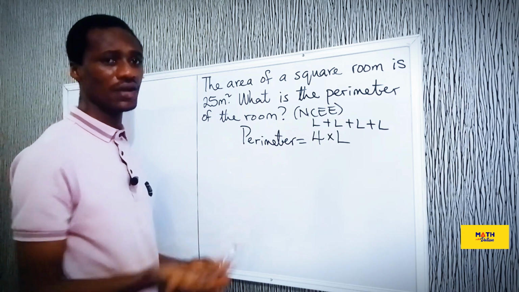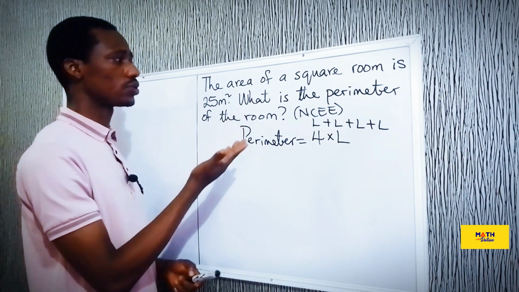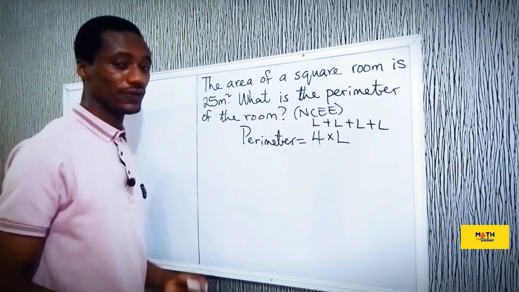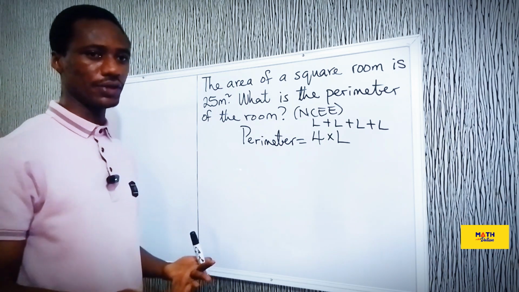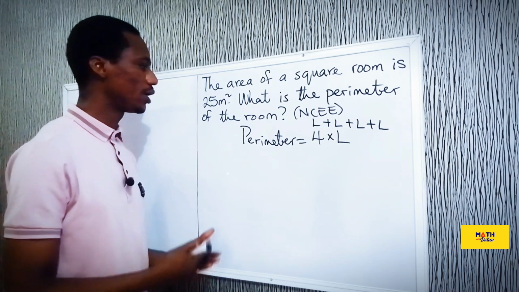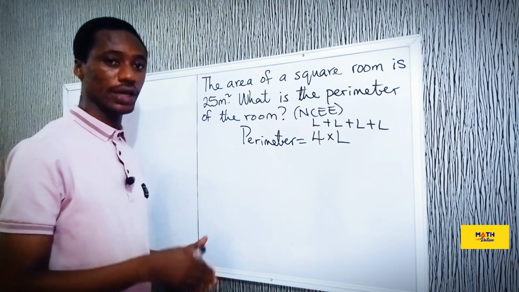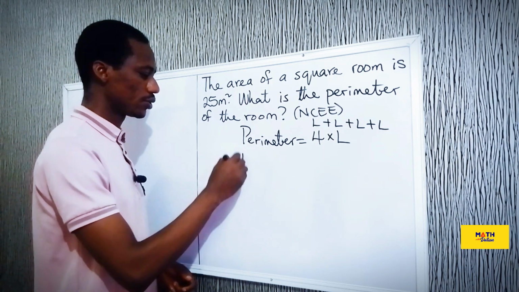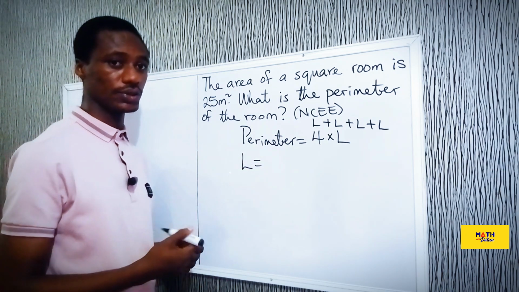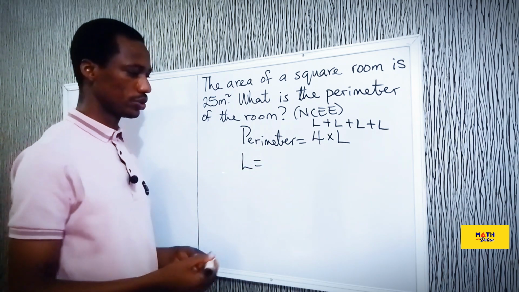But we don't have the length. In the question, we're told that the area of the square room is 25 meters squared. So we only have the area. That means we're expected to find the length of the square room from the area. How do we find the length from the area? We have a video on that, but I'll show you here again.